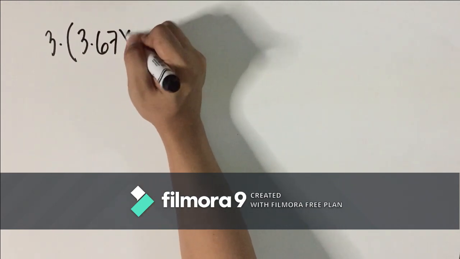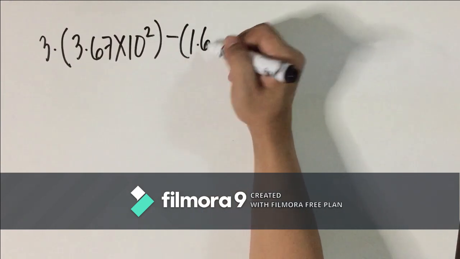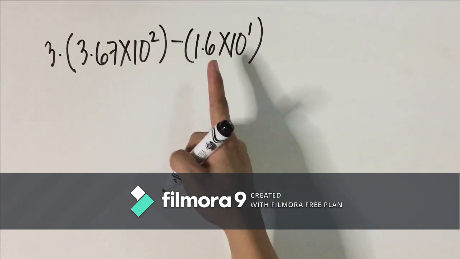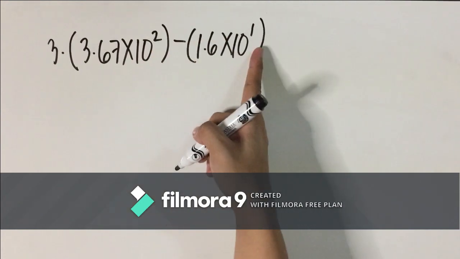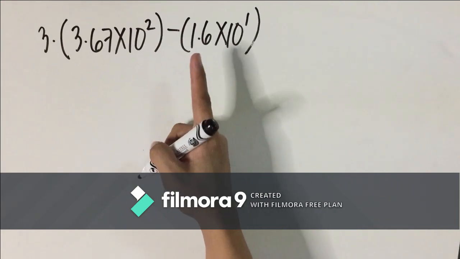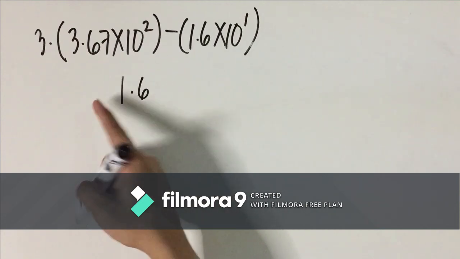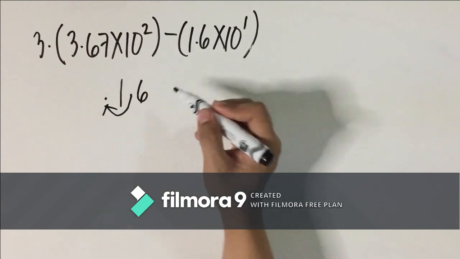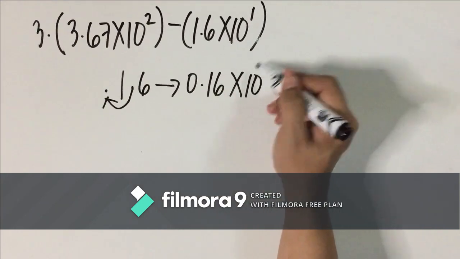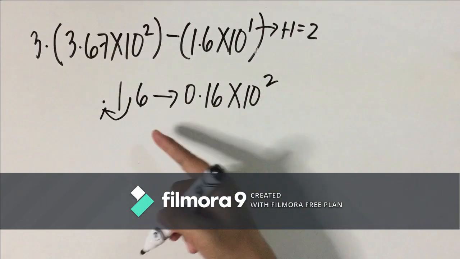so we have 3.67 times 10 raised to positive 2. We have to subtract that to 1.6 times 10 raised to positive 1. So doing the same, we have to analyze which among them must be altered in terms of its exponent so that they can have the same exponent. So we've decided to work with 1.6. So we have to move the decimal point going to the left. So one movement. So that becomes 0.16 times 10. So 1 plus 1, and that becomes 2. So they have the same exponent now.